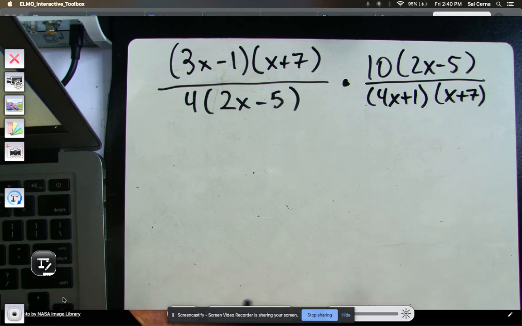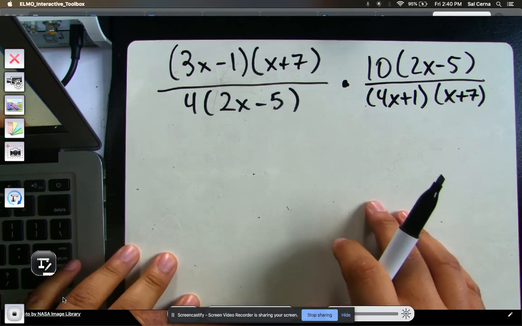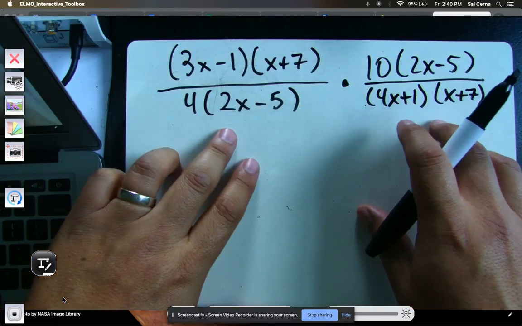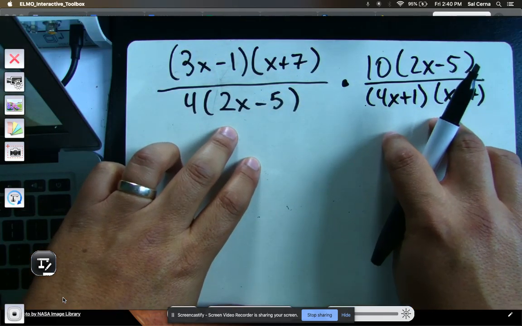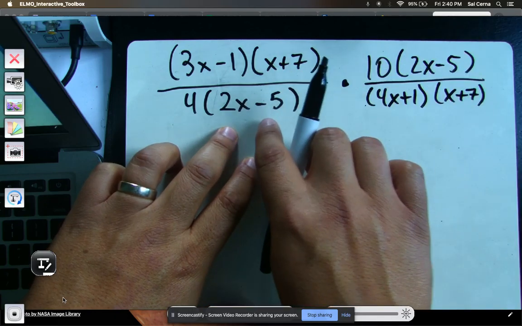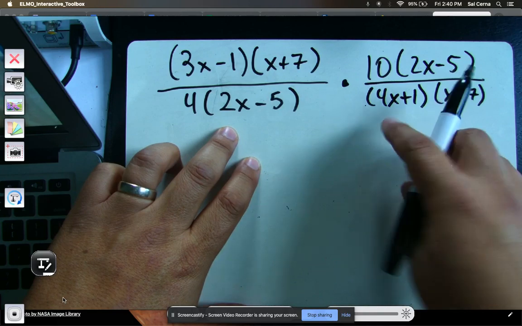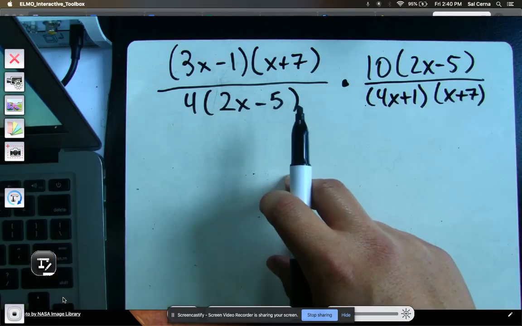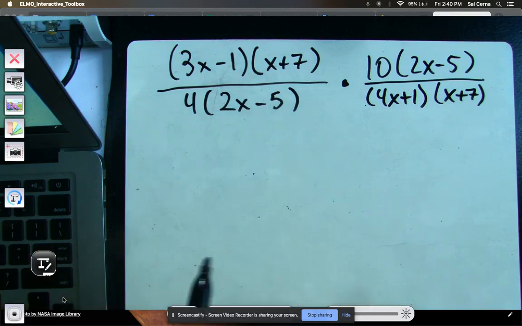We'll start with this level one kind of question. Why level one? It's the easiest one because all the work is already done. You don't need to factor anything. All you have to do is multiply numerator times numerator, and denominator times denominator. And then you look for giant ones where you can simplify. And as always, circle your answer and write down the parameters of the real number values that x cannot equal.